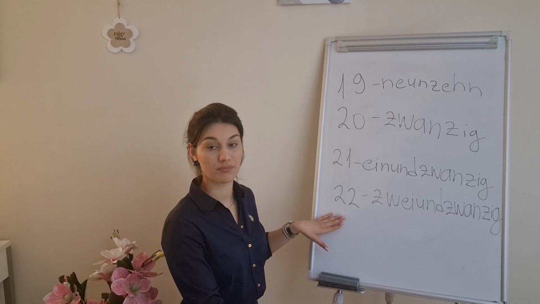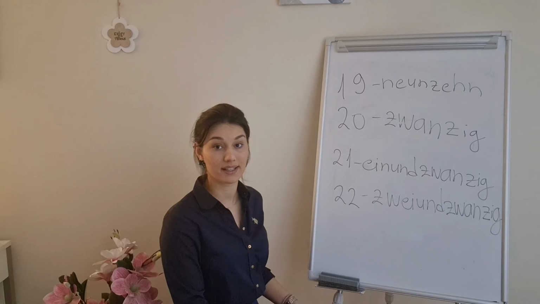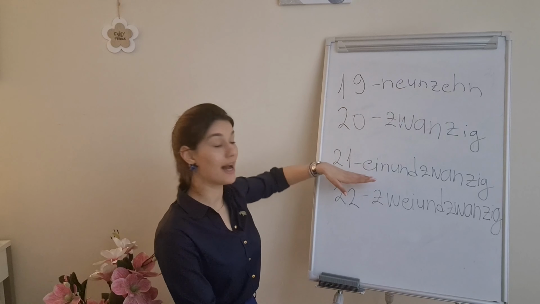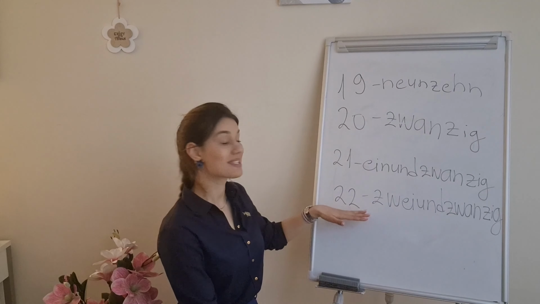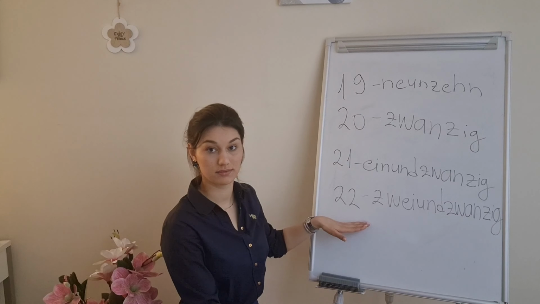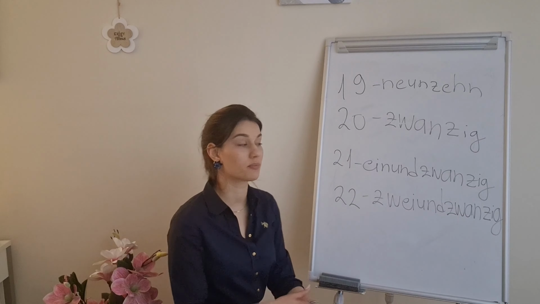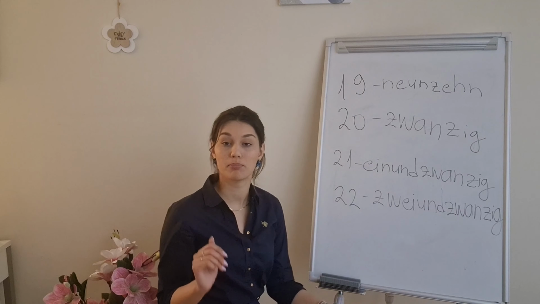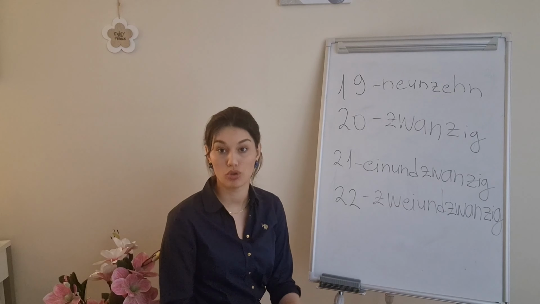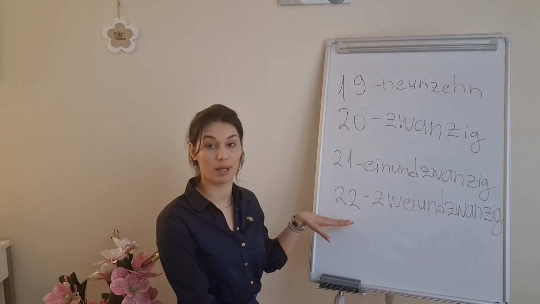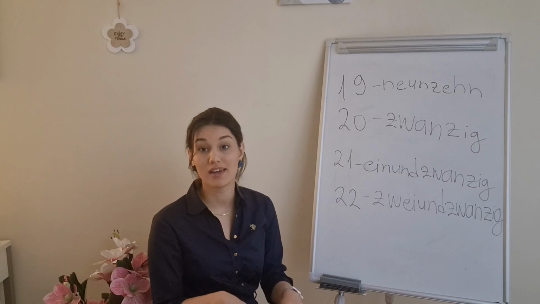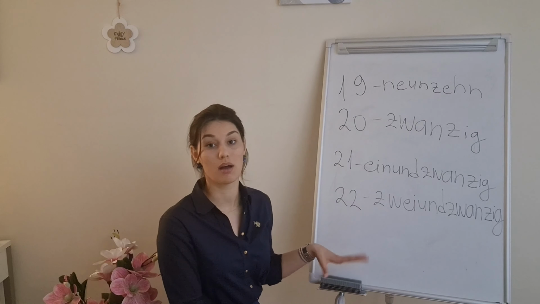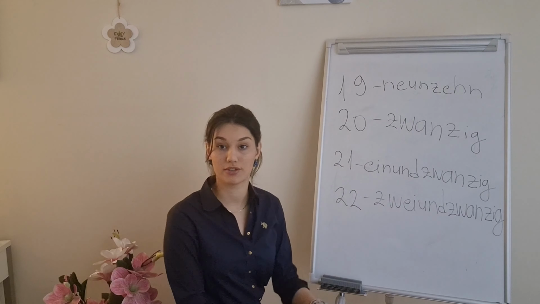Zweiundzwanzig. We are going to repeat everything once again. Neunzehn, zwanzig, einundzwanzig, zweiundzwanzig. Now I will write on the table the numbers till 25. But before then, you can try and do that in your notebooks. You can try and write down the numbers, so 23, 24, and 25 in your notebooks. It's not so hard as it seems. And then I will write on the table and we will check it out together.